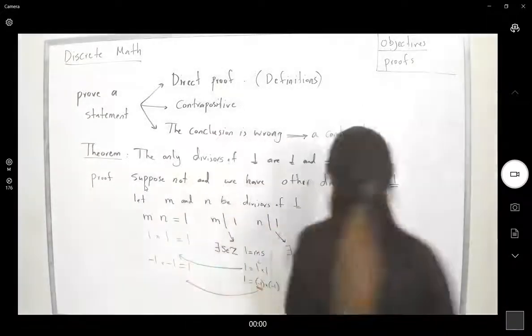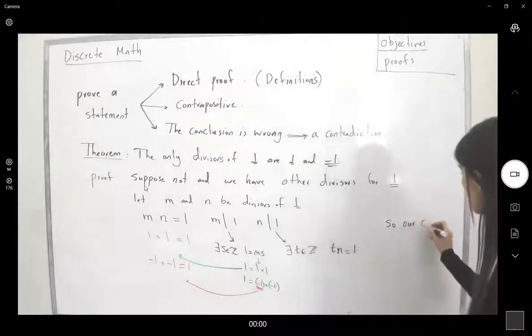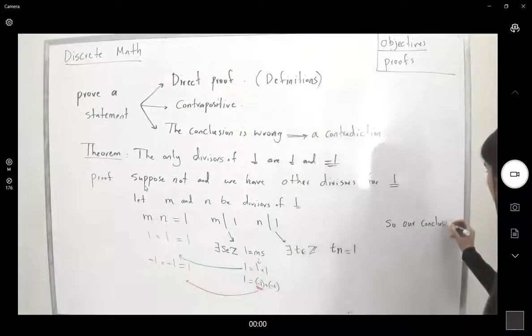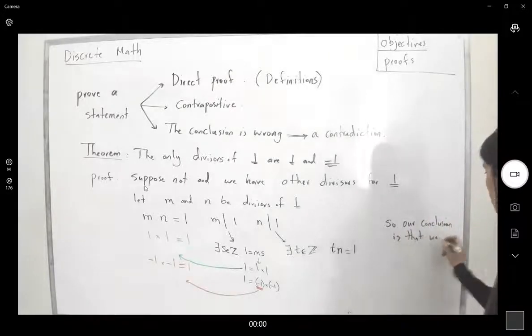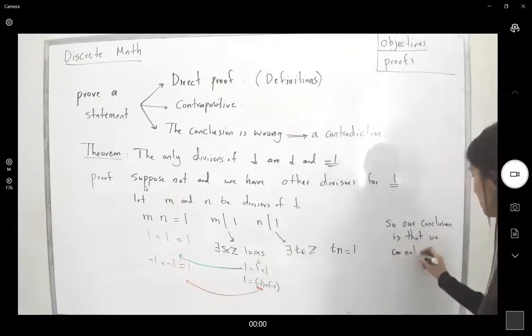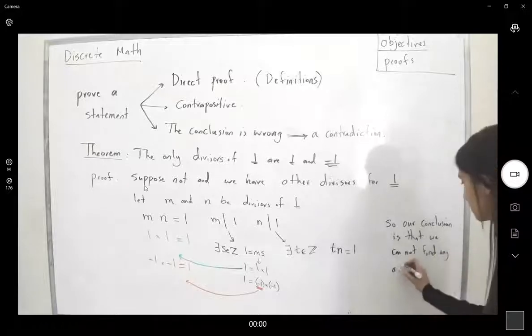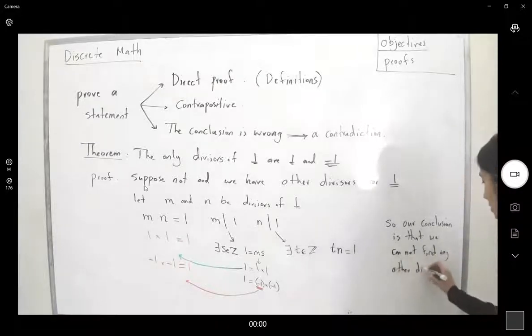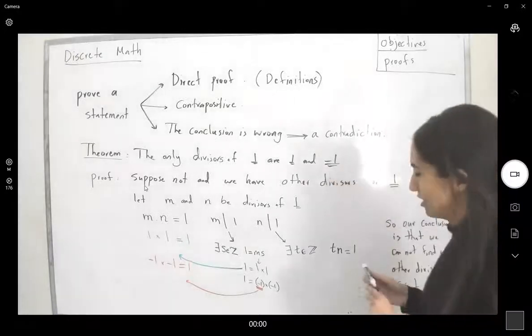So this shows that our conclusion is that we cannot find any other divisors for 1, except for 1 and negative 1.